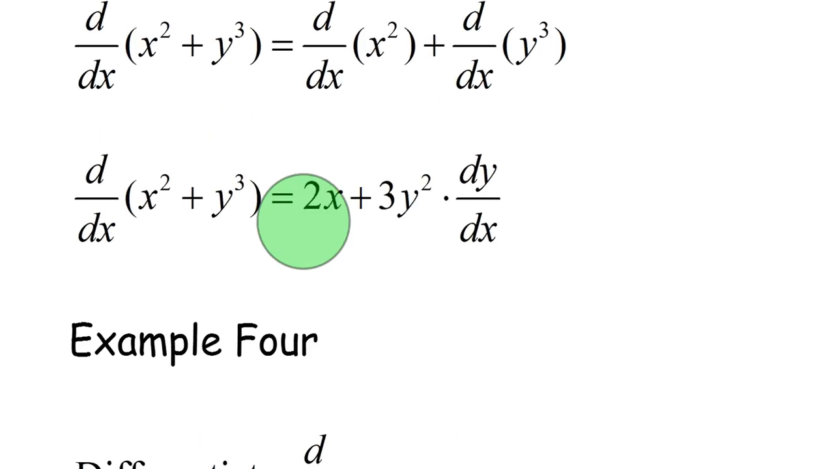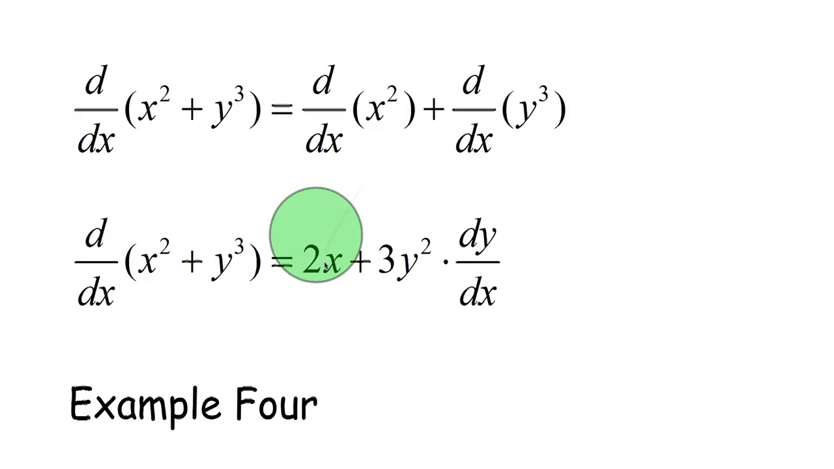Done. And we know the derivative of x squared is 2x. No implicit needed because it's already in terms of itself. However, this is not, okay? This is an x, this is a y cubed. It's different. We know the derivative of y cubed is 3y squared using the power rule.